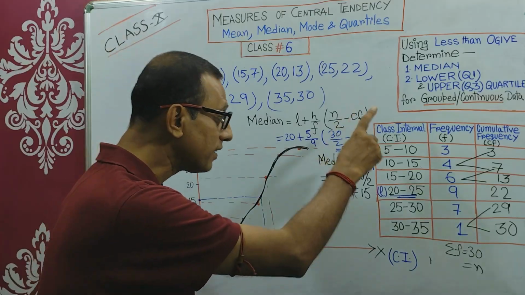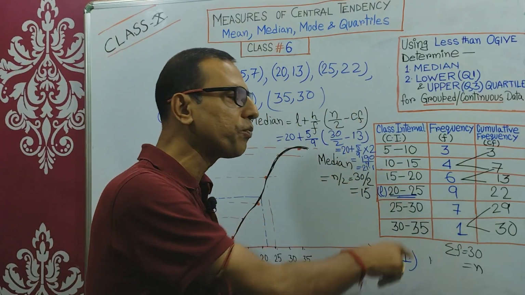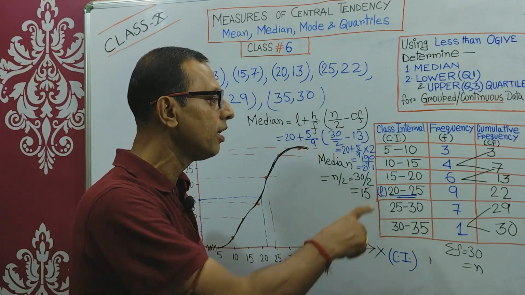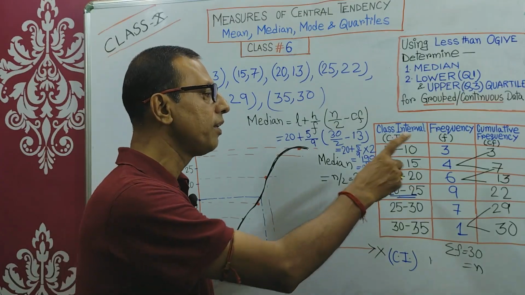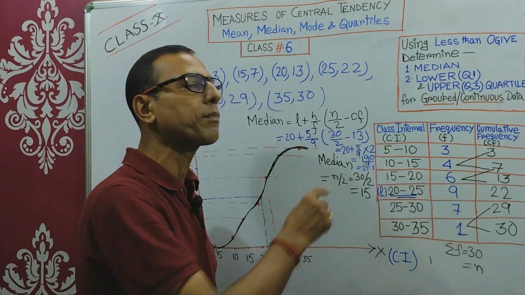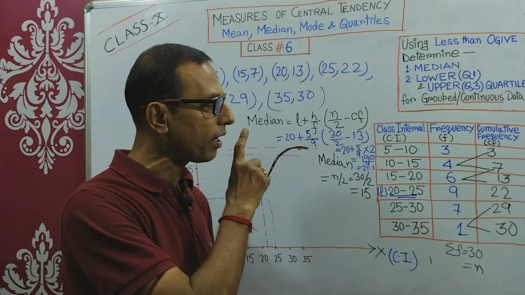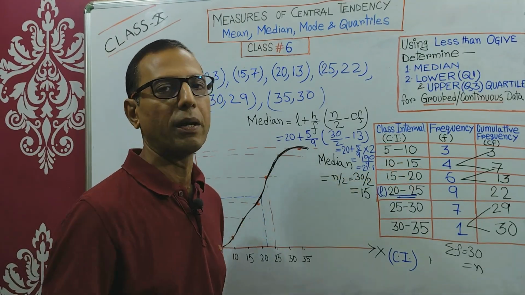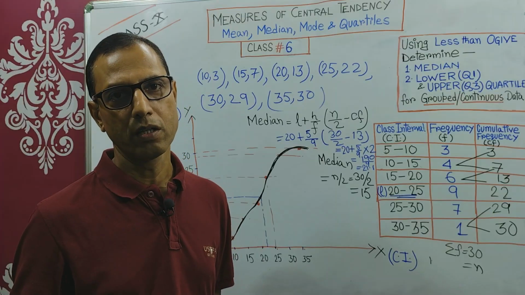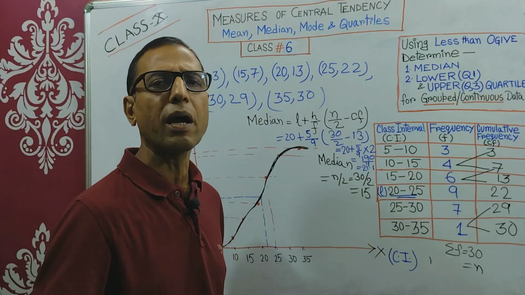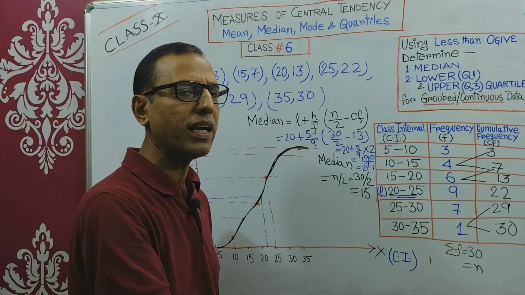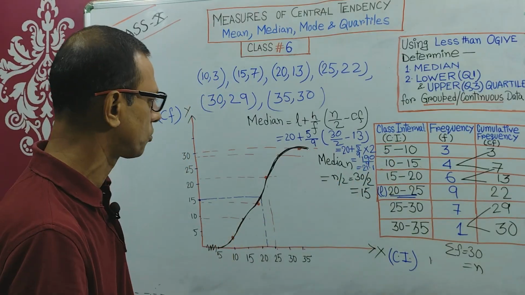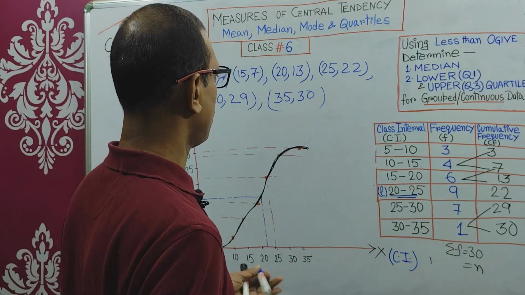But here, since it's grouped data, even though you can find the position, here also you need to find in which class. So the respective class interval you can find, but you cannot find the exact quartile directly by looking at this grouped data. So it's exactly the way we have done it for the median. The same thing we will do for quartile also. Let's do that.